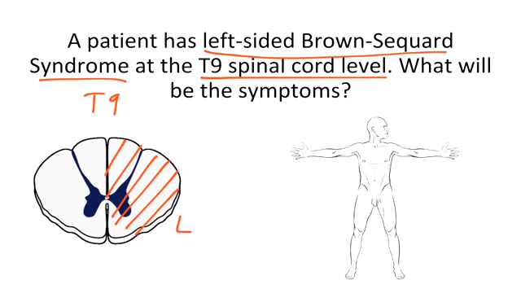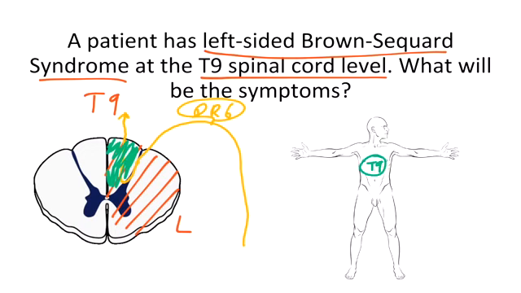So let's think of all 3 tracts one by one. So first let's think of the dorsal column, which comes in, enters through the dorsal root ganglion, and then it doesn't synapse but just stays ipsilateral and goes up. So if the dorsal column is damaged, this portion right here, then everything below the T9 level would experience loss of vibration and proprioception. So if we draw T9 right here, then we would expect the patient would have lost vibration and proprioception everywhere on the ipsilateral side below the T9 spinal cord level. So we're at loss of vibration and proprioception.